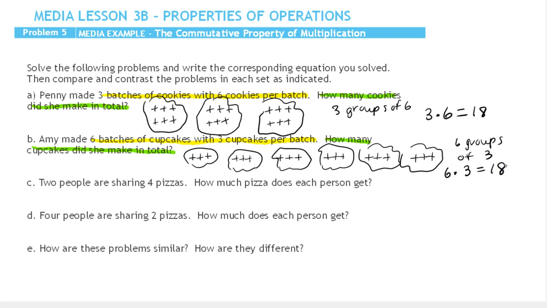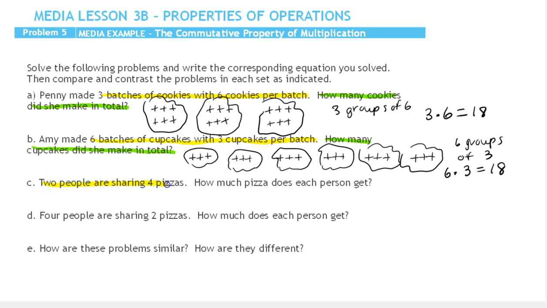So notice each pair of these would match up to one batch up here, and these are equivalent amounts. Okay? So 3 times 6 is equal to or equivalent to 6 times 3. Reversing the order in multiplication didn't change our final outcome. Let's look at the next problems.